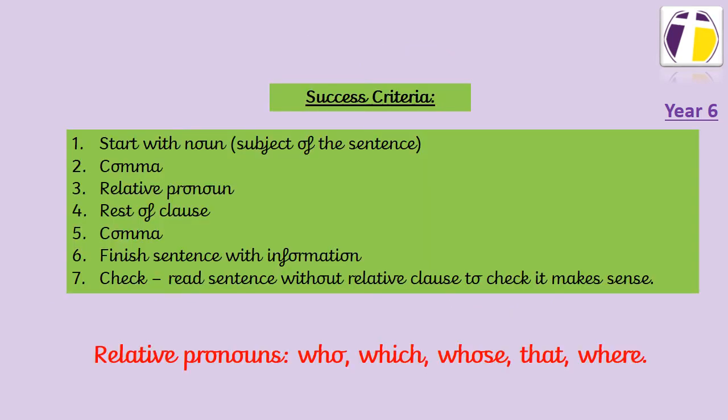This is the success criteria to be able to make your own sentences with relative clauses. You start with your noun, in our case the door, add the comma, add the relative pronoun, which was which, finish your clause, another comma, finish the sentence, and then check. By reading the sentence without the relative clause, you can check it makes sense, as the main clause works on its own still. The relative pronouns to help you here are who, which, whose, that, or where.